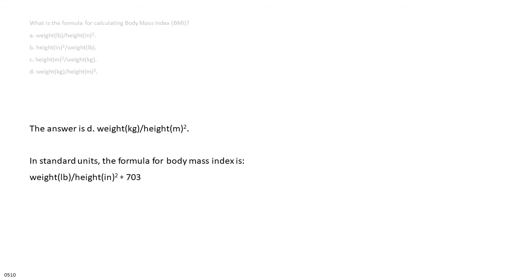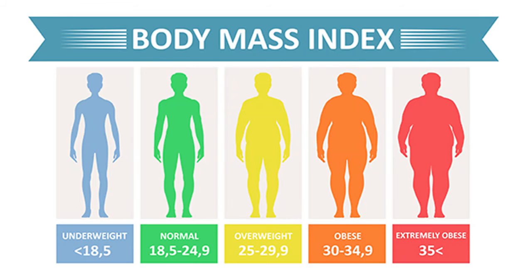The answer is D. Weight, in kg, divided by square of height, in meter. In standard units, the formula for body mass index is weight, in pounds, divided by square of height, in inch, the whole multiplied by 703.